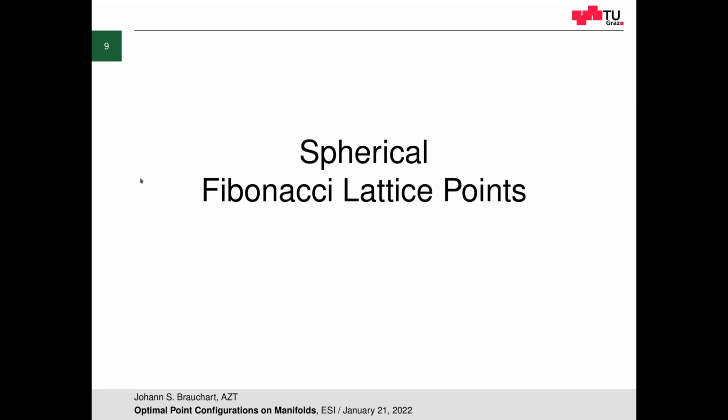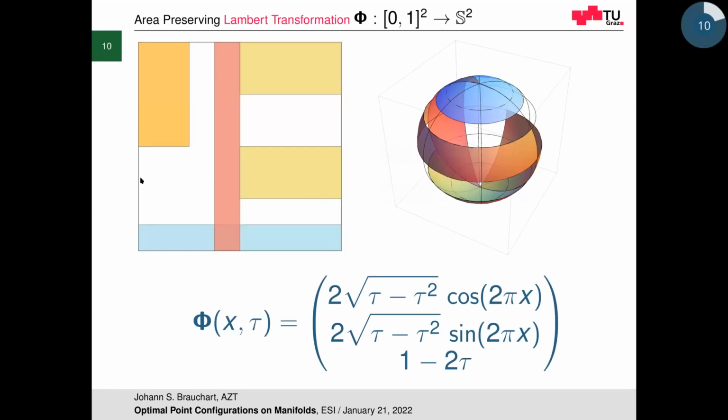And in order to get spherical Fibonacci points, we have to define a map from the unit square to the sphere in R3, so the unit sphere. Well, we use this area-preserving Lambert transformation defined here in the following way: we map the point at the lower left corner of the unit square here, indicated with my mouse, I hope you can see that, to the north pole of the unit sphere.